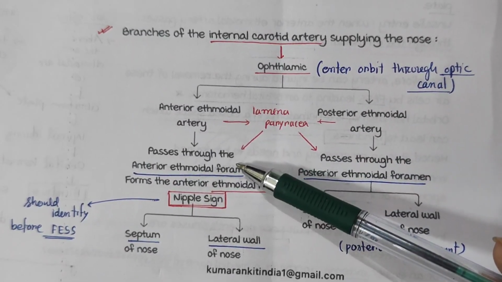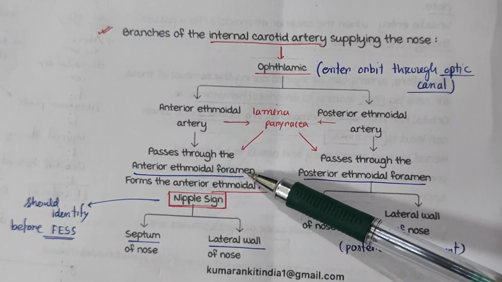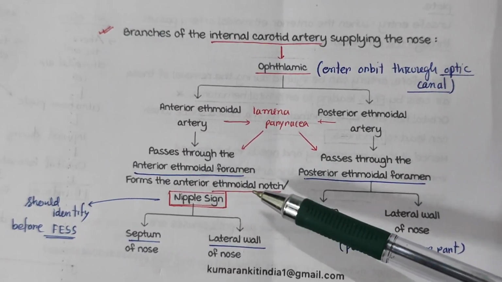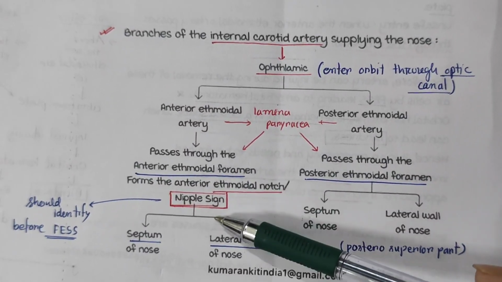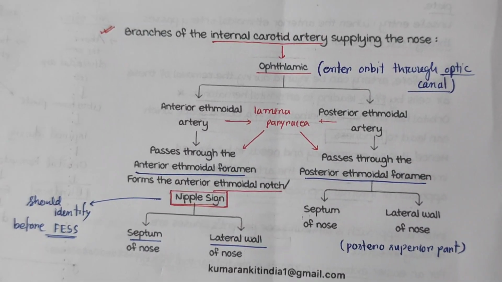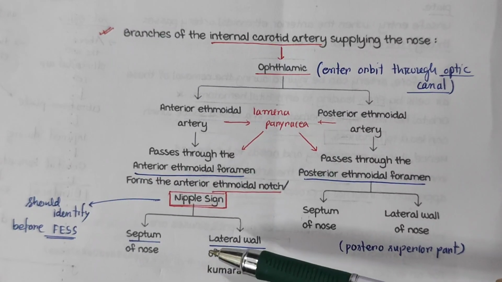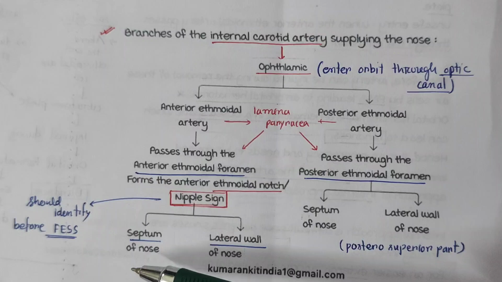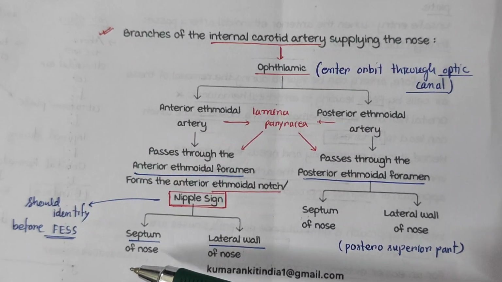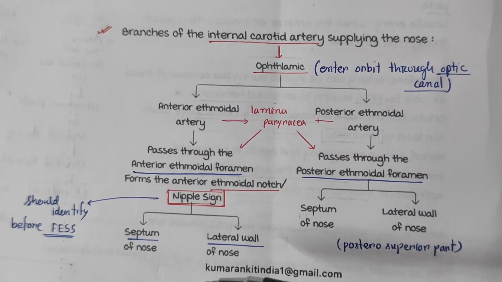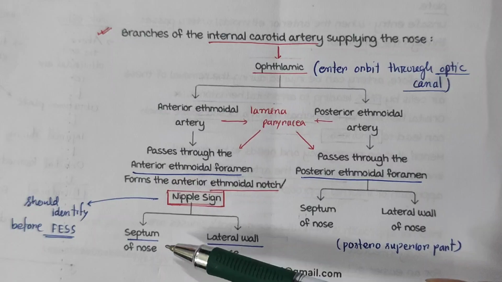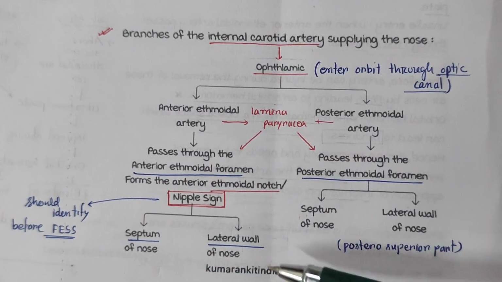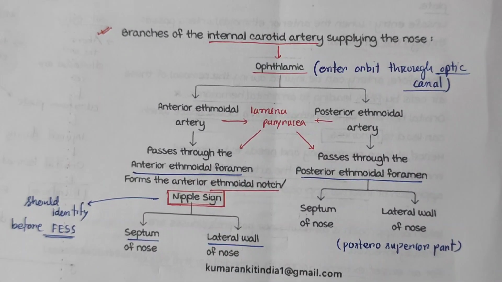The anterior ethmoidal artery then passes through the anterior ethmoidal foramen and forms the anterior ethmoidal notch, which is also known as the nipple sign. The nipple sign is significant because it should be identified before FESS, that is functional endoscopic sinus surgery. After that it gives supply to the septum and lateral wall of the nose.